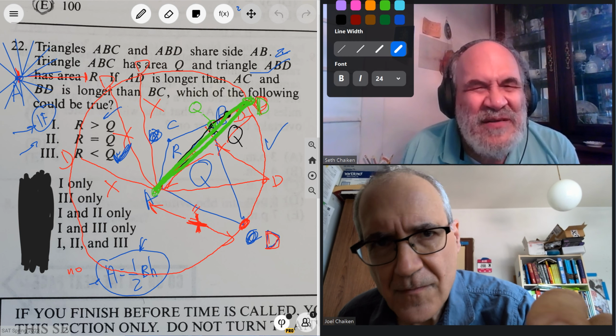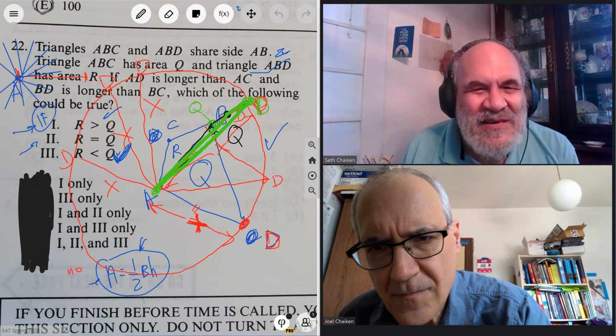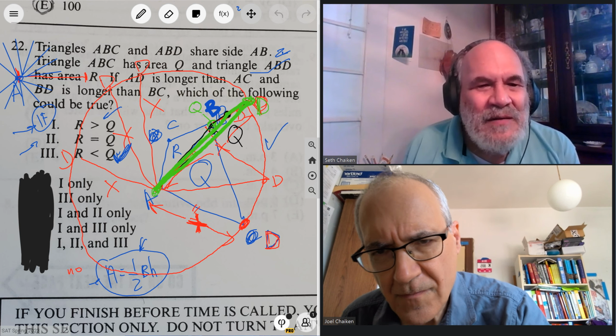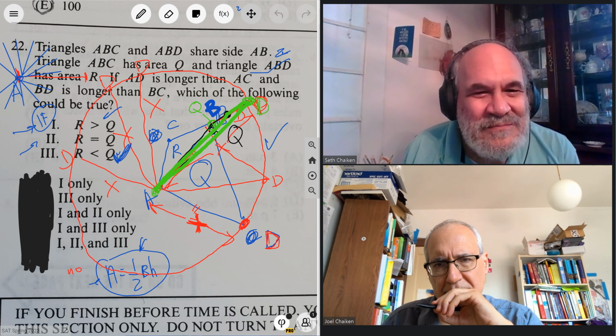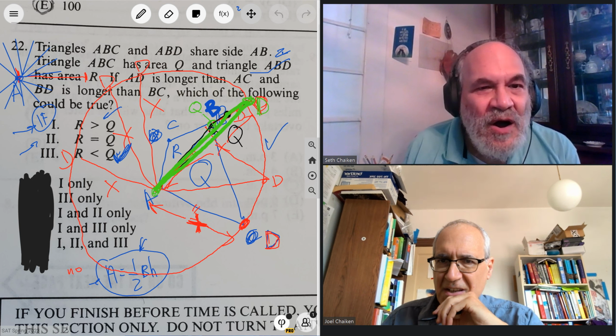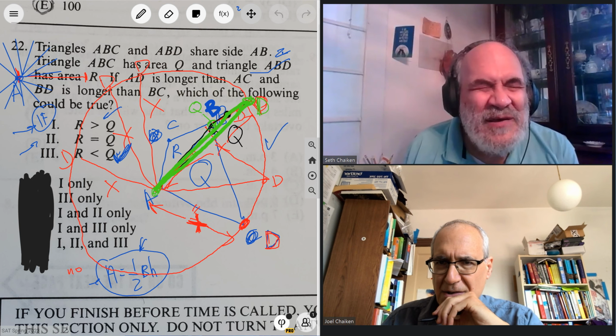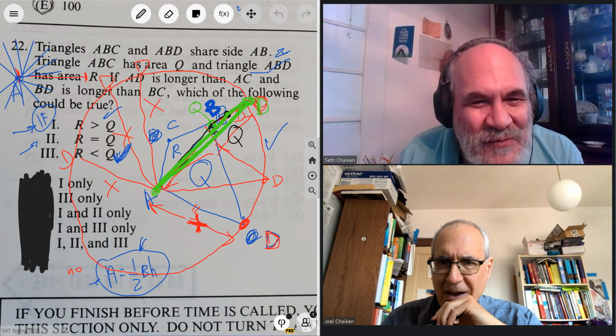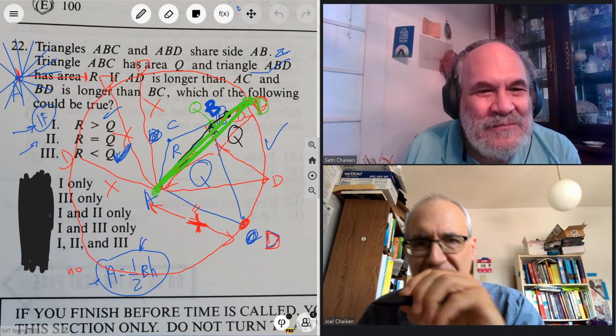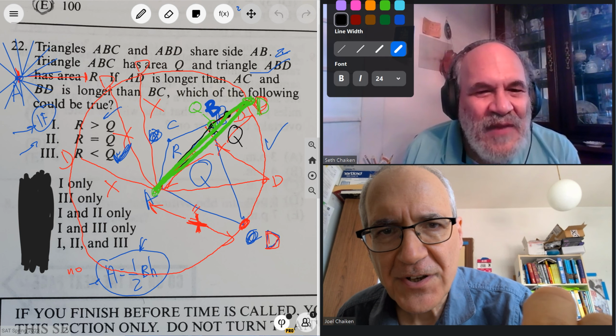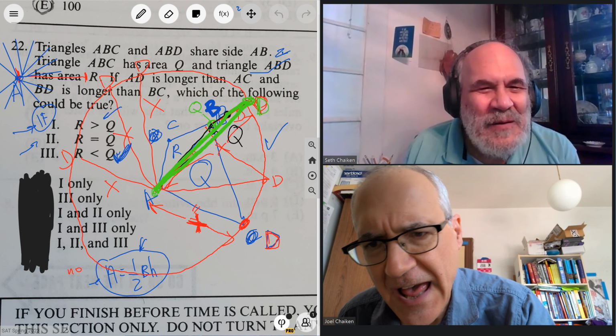AD is longer than AC, right? AD is longer than AC. We have two things going on. Now, what about the really funky green triangle? Here, we'll put it in very thin black.